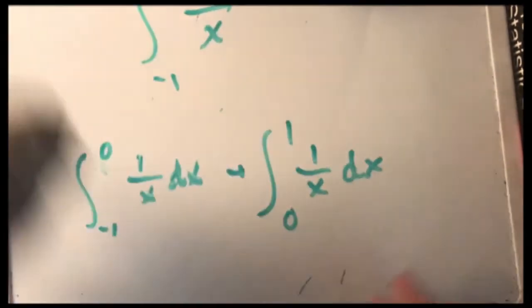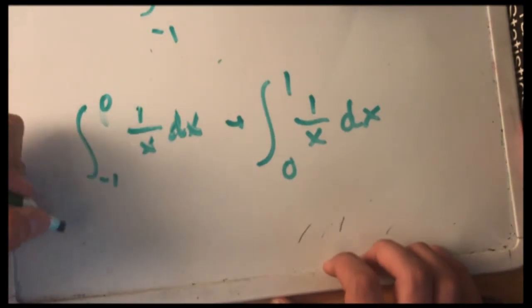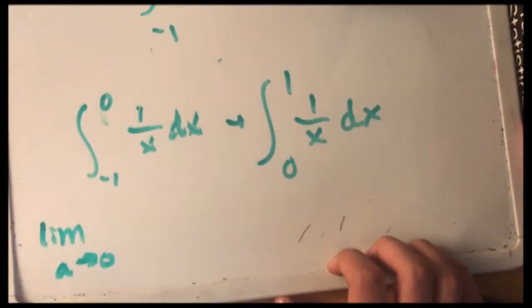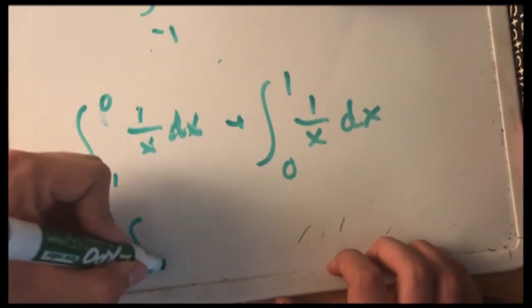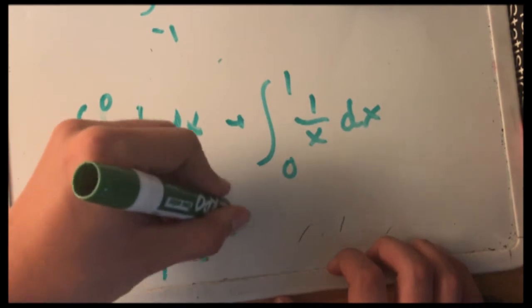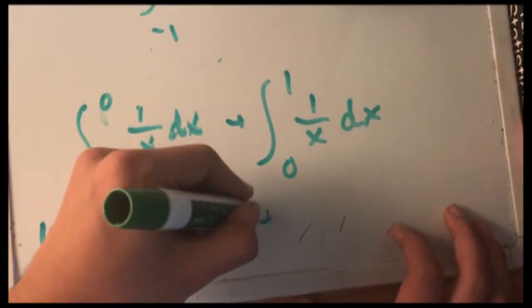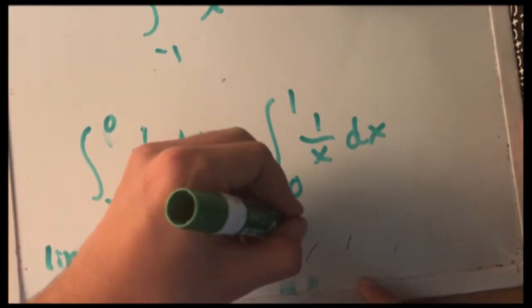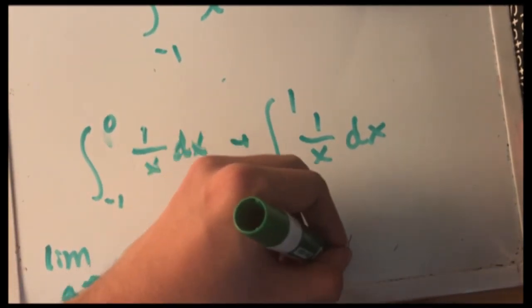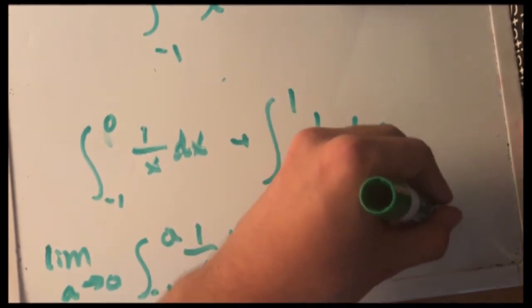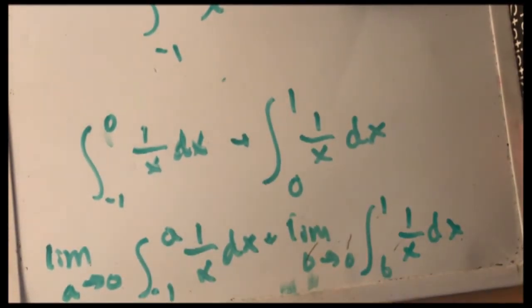So what we can do is take the limit, I'm going to call this a, as a approaches 0, of the integral from -1 to a of 1 over x dx, plus the limit as b approaches 0 of the integral from b to 1 of 1 over x dx. And I'm going to make sure to define which direction these are coming from.